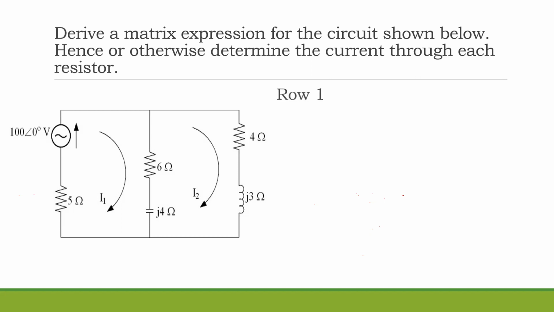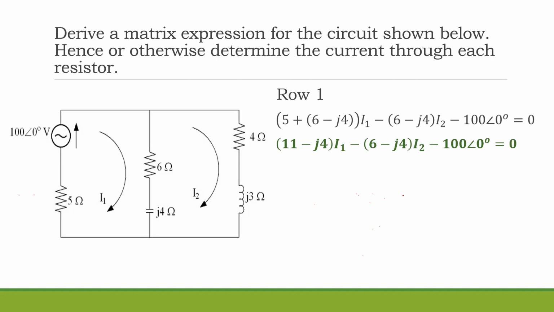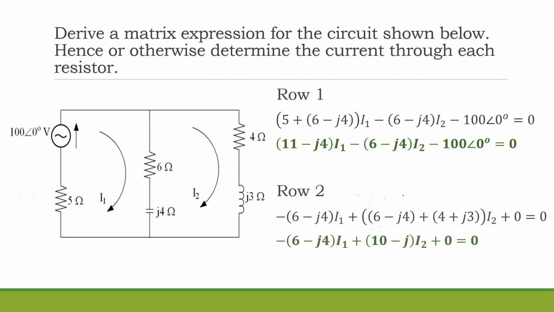All right. So row 1. We'll have 11 minus J4 into I1, minus the negative of 6 minus J4, and then minus 100. And then for row 2, as was just said, this and this will be the same. Okay.